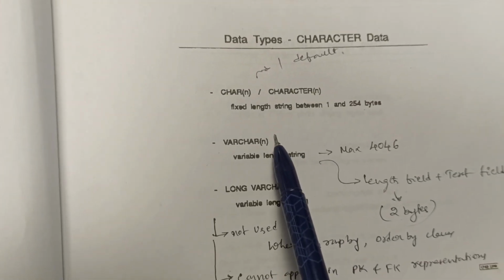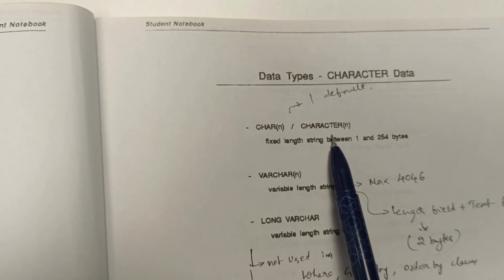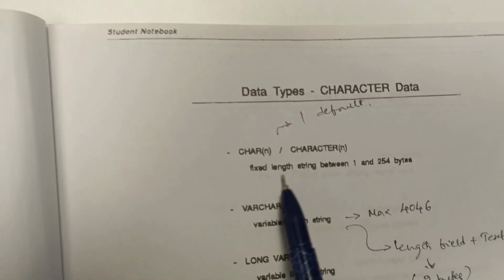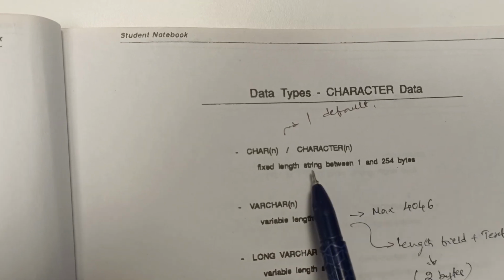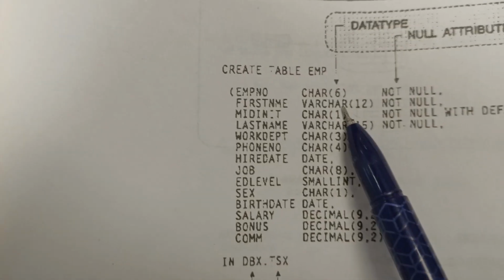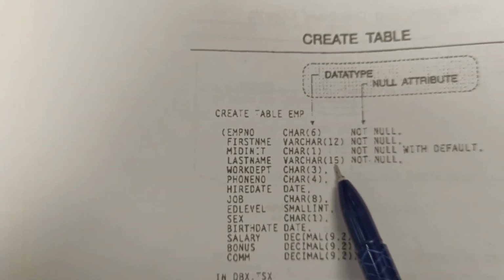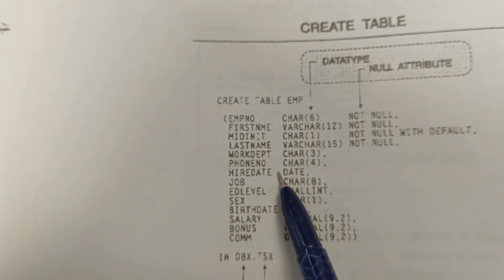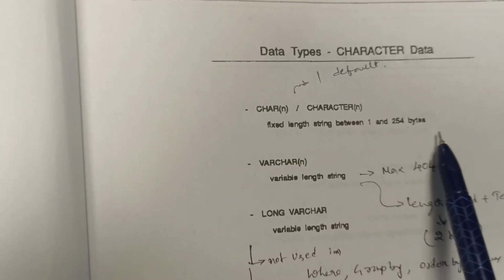This is an example of the character data type. In character type there are three types. This one is a fixed length character string. If you mention only char, or char of n, the fixed length contains a maximum of 254 bytes that we can store at a time. But here we have mentioned a maximum of 6. In this column, employee number stores only 6. Like that we can store characters up to a maximum of 254 bytes.